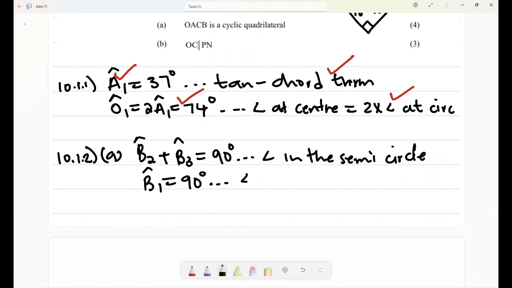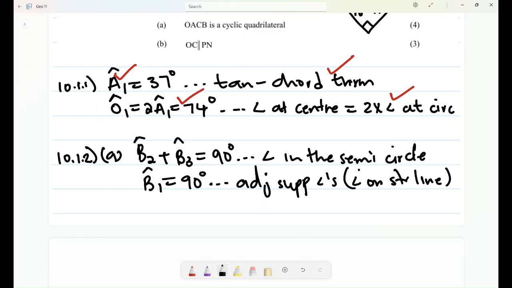Why are we saying that? Angles on a straight line, or adjacent supplementary angles.